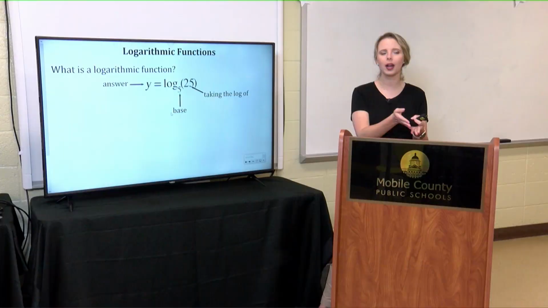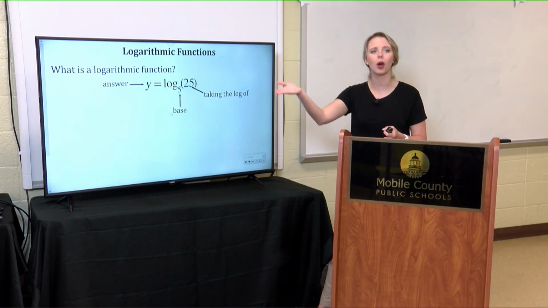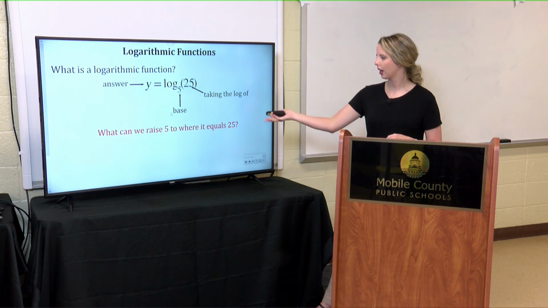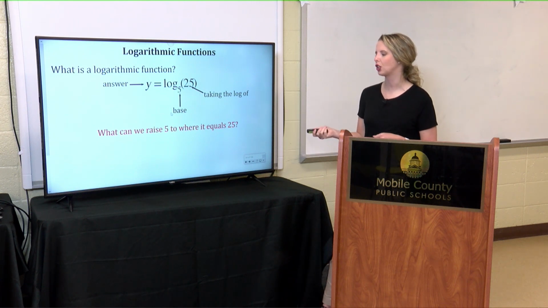2, right? 5 squared is 25. So that's what is happening with a log. What do I need to raise the base to in order to equal what I'm taking the log of? So there was our question. What can we raise 5 to where it equals 25?